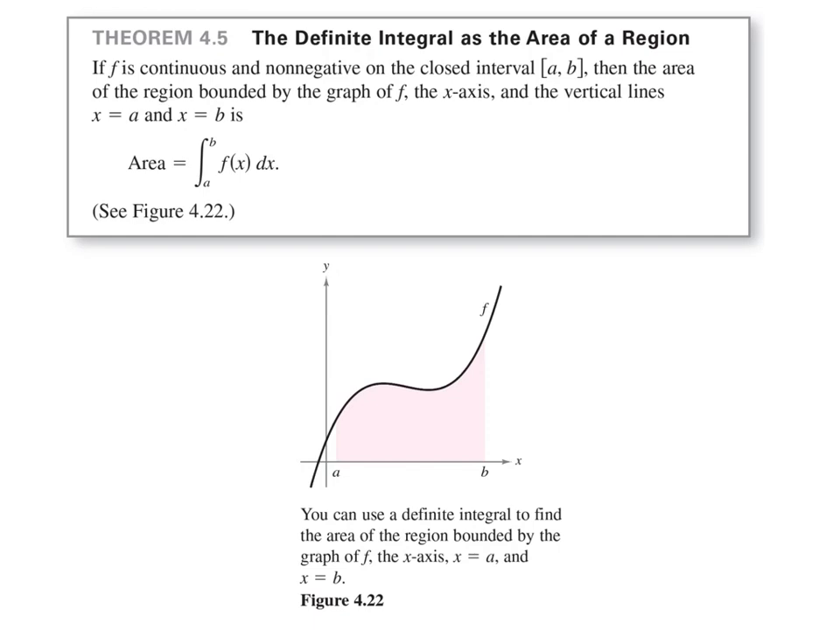The problem with the last example is that the answer was negative, so it obviously didn't represent the area of the region. This brings us to the formal definition of the definite integral as the area. So f has to be continuous and non-negative on that closed interval from a to b, and then we can find the integral and use that as the area. And my hope is that this will make a heck of a lot more sense if we apply this using examples. So let's get to that.